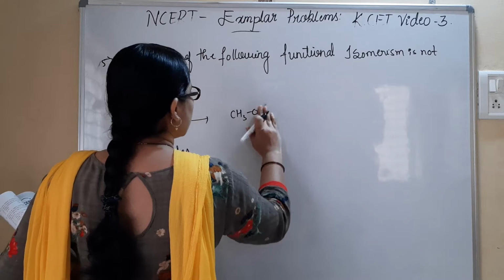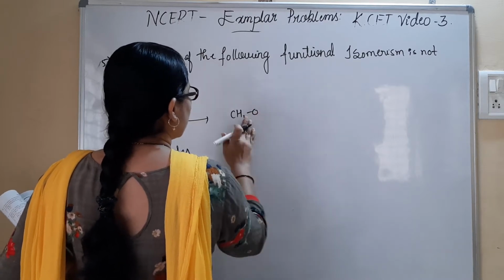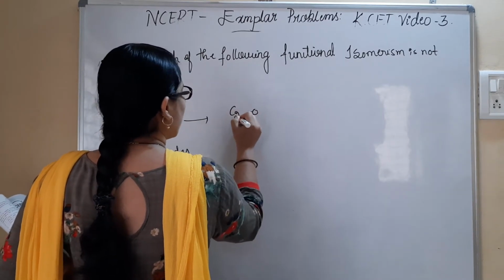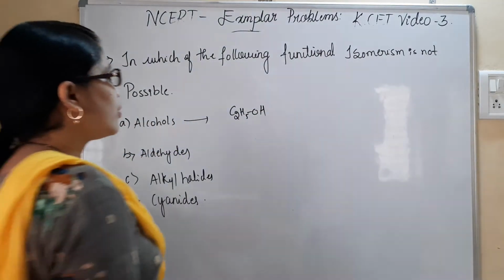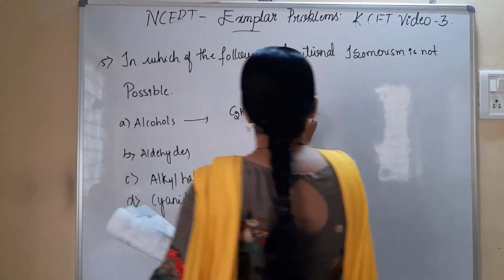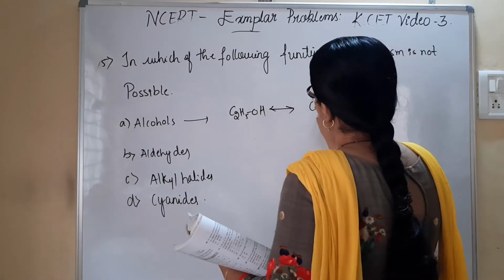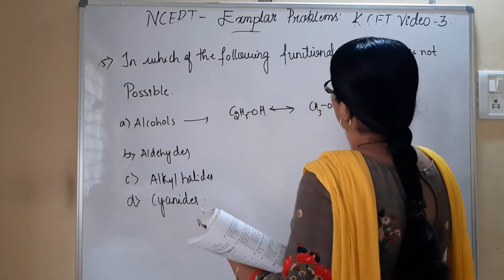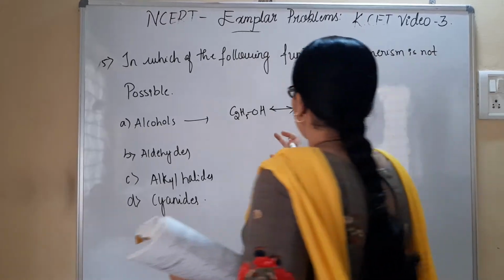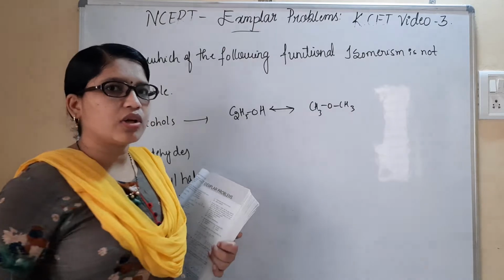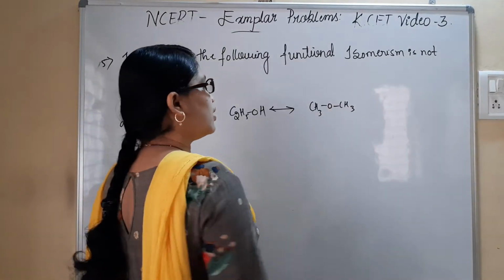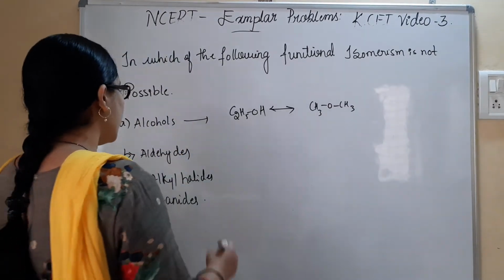If you see alcohols, if you are considering C2H5OH, it is ethanol. The functional isomer for this one we can write as CH3OCH3, both having the same molecular formula. They are functional isomers because here we have an alcohol group, whereas here we have ether as the functional group.